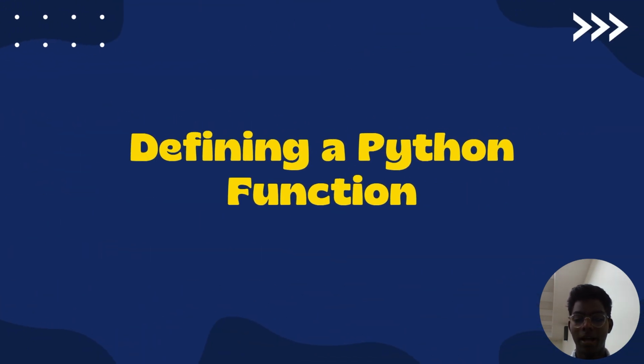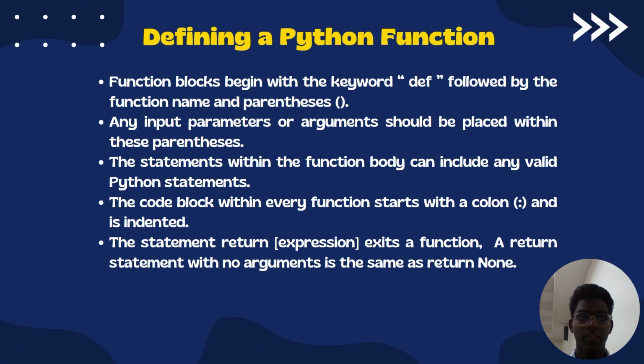Next, we are defining a Python function. A function block begins with the keyword def, which is define, followed by the function name and parentheses. Input parameters or arguments should be placed within these parentheses. The statements within the function body can include any valid Python statements. The code block within every function starts with a colon, which is important in a Python function, and is indented. The statement return expression exits the function. A return statement with no arguments is the same as return None.